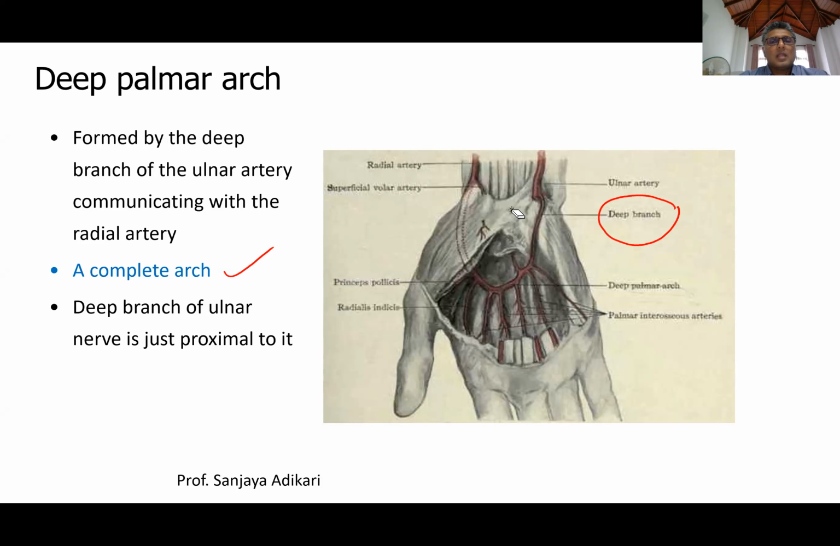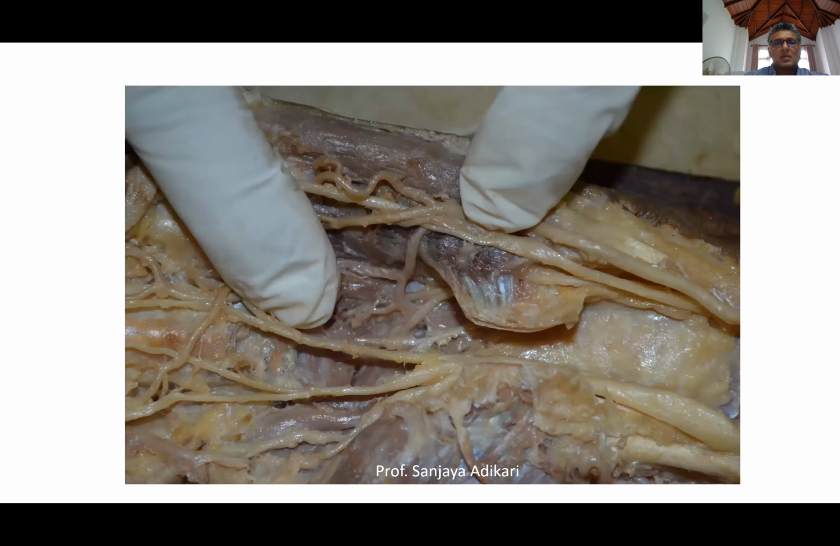And if you put the deep branch of the ulnar nerve in relation to the deep palmar arch, you will have to put it proximal to the deep palmar arch. Okay, that is the deep branch of the ulnar nerve, proximal to the deep palmar arch. So this is again a specimen to show you the artery and the nerve. This is the deep branch of the ulnar nerve, and this is the deep branch of the ulnar artery.